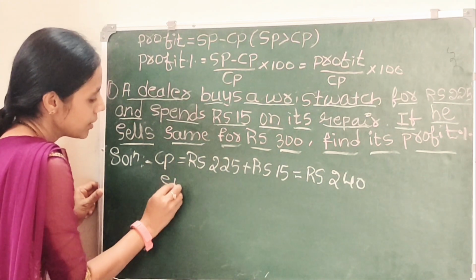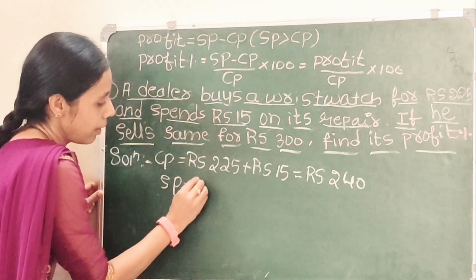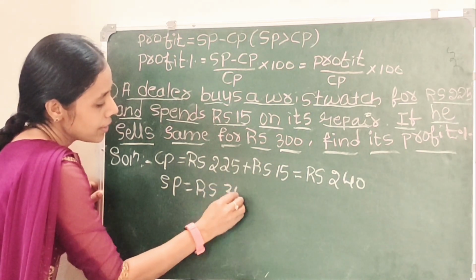Next we consider the selling price. Selling price means what? This one, 300. Rs 300 is the selling price.